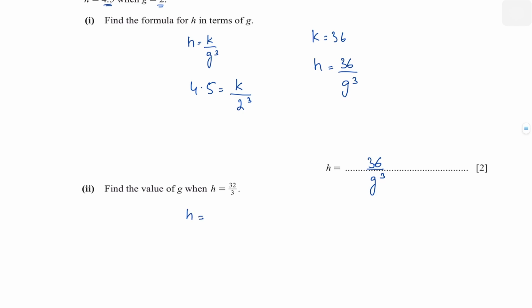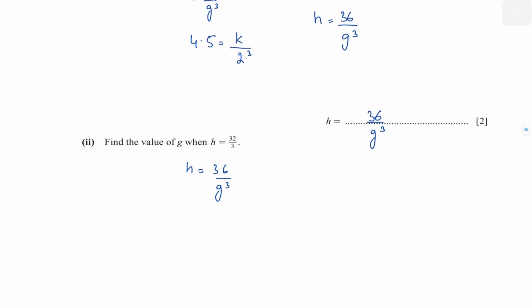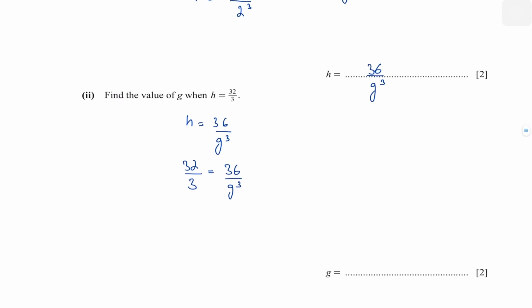Alright, so h is basically equal to 36 upon g cube. In place of h, I'm going to plug in 32 upon 3 and set it equal to 36 upon g cube. So let's work this out. g cube is going to be equal to 36 times 3 upon 32. Let's evaluate this in our calculator: 36 times 3 divided by 32. So g cube is equal to 27 by 8.